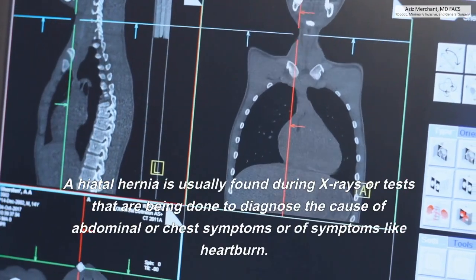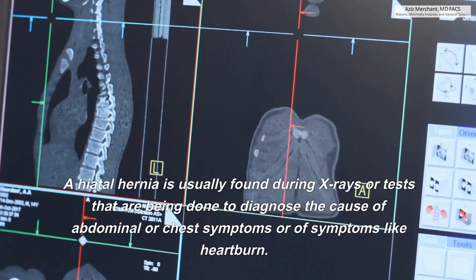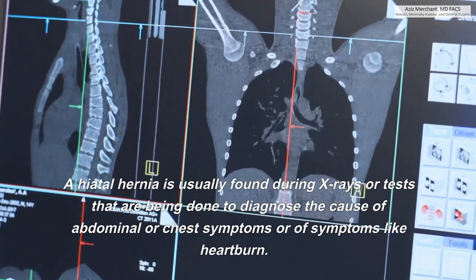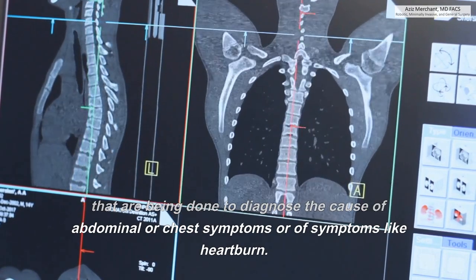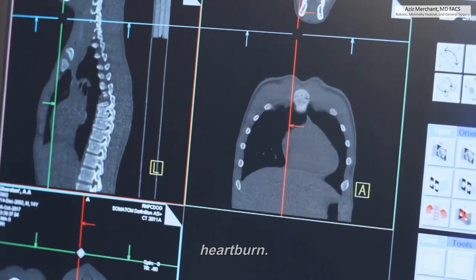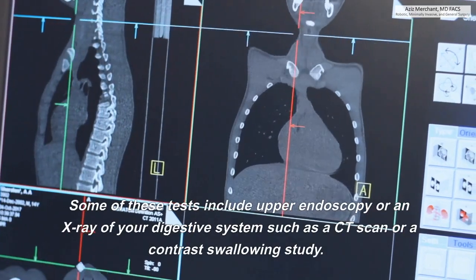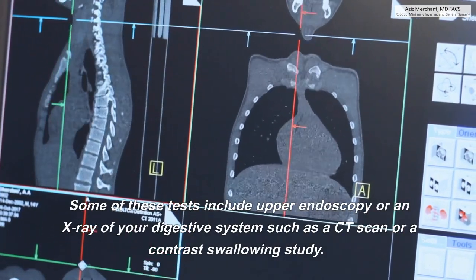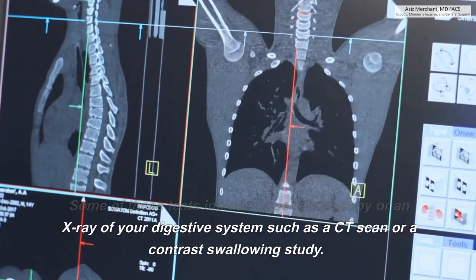A hiatal hernia is usually found during X-rays or tests that are being done to diagnose the cause of abdominal or chest symptoms or of symptoms like heartburn. Some of these tests include upper endoscopy or an X-ray of your digestive system, such as a CT scan or a contrast swallowing study.